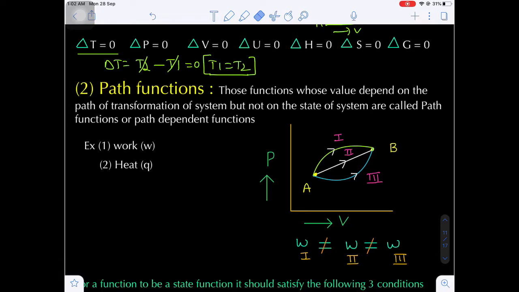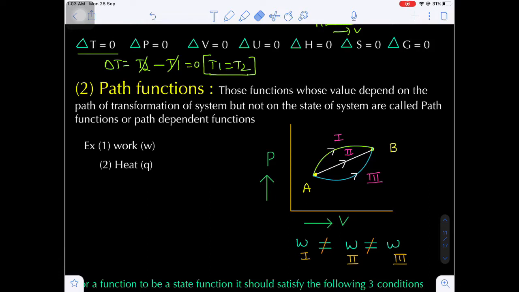Those functions of thermodynamics which depend upon the path of the transformation of the system, but not on the initial and final state of the system, are referred to as path functions. There are two important well-known examples we have: number 1, work, and number 2, heat. Work and heat are called path dependent functions. They are not state functions. Remember, work and heat correspond to path functions.